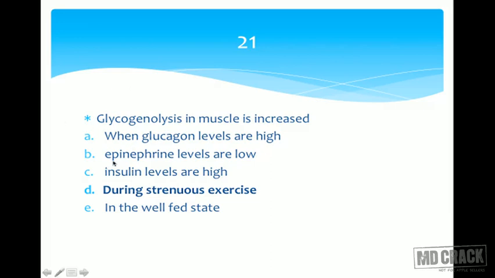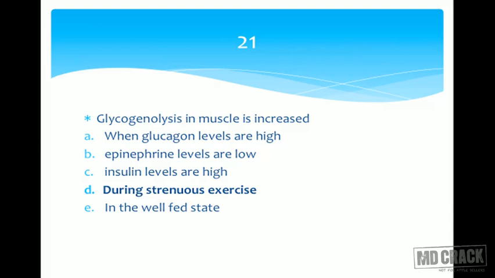The second option, epinephrine levels are low. When epinephrine levels are high, it will stimulate glycogenolysis in muscle. Insulin levels are high in the well-fed state, and in the well-fed state, glycogen is going to be synthesized. So glycogenolysis will not occur.